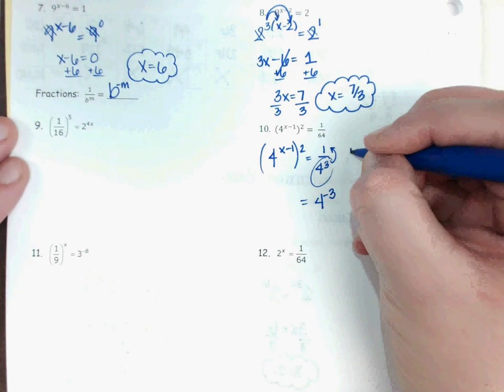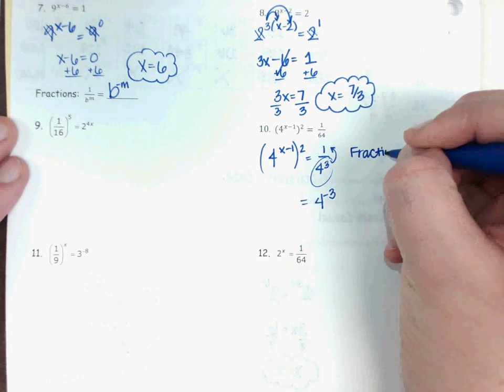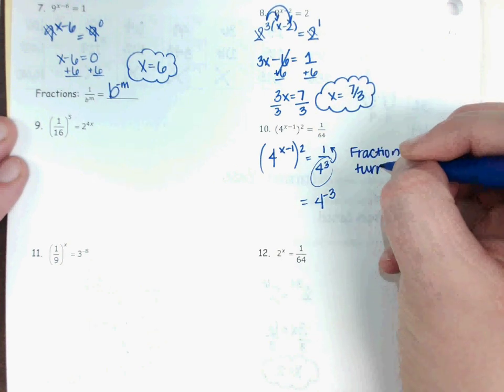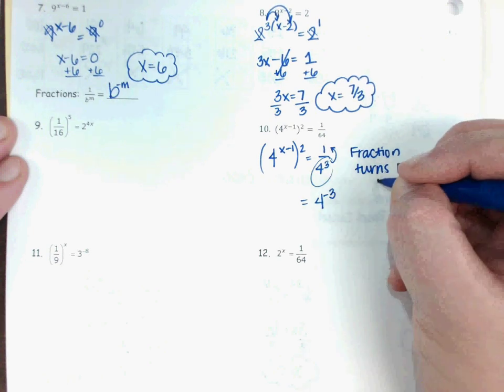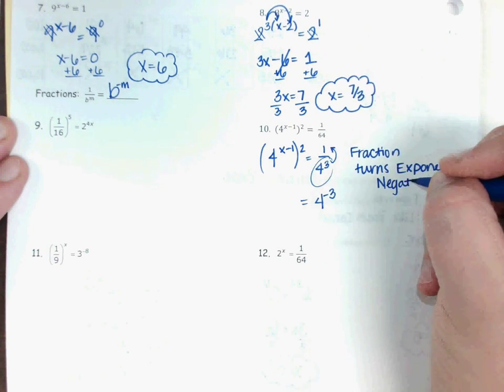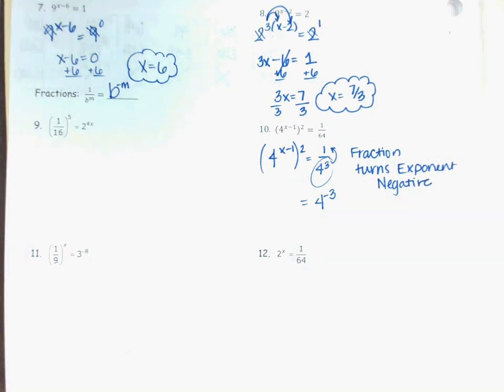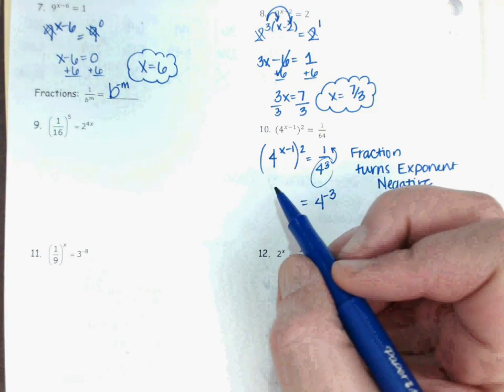So I'm going to put fraction turns the exponent negative. Okay? You can just leave it over there. I'll find it. Is that your homework? Yeah, you're good. Okay, and then on the other side, I have 4.